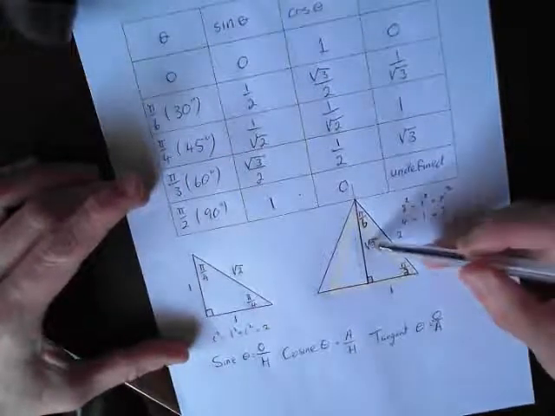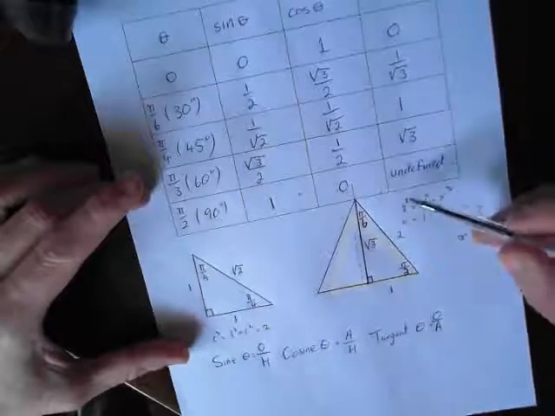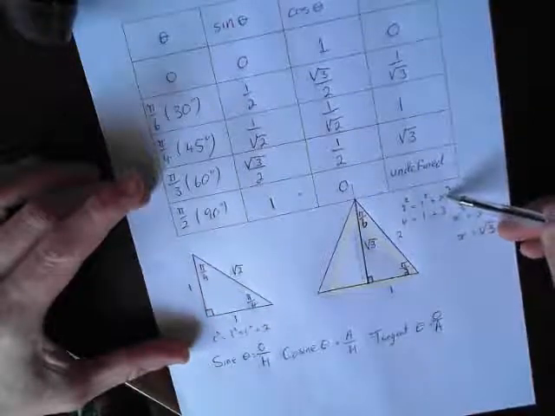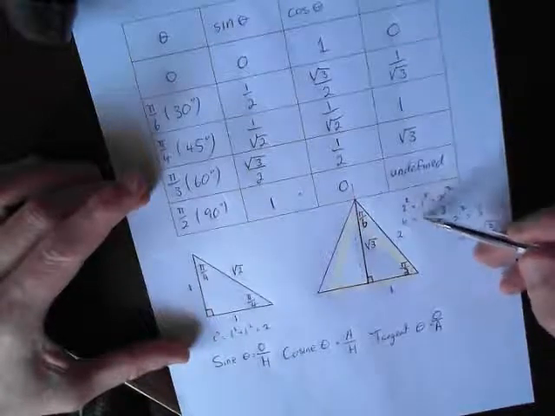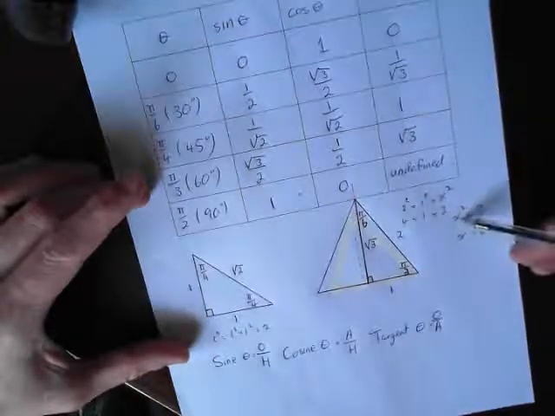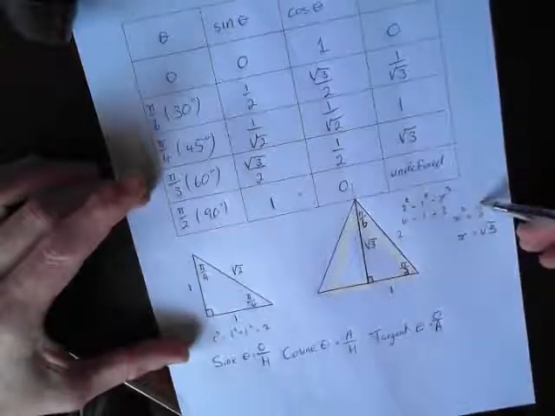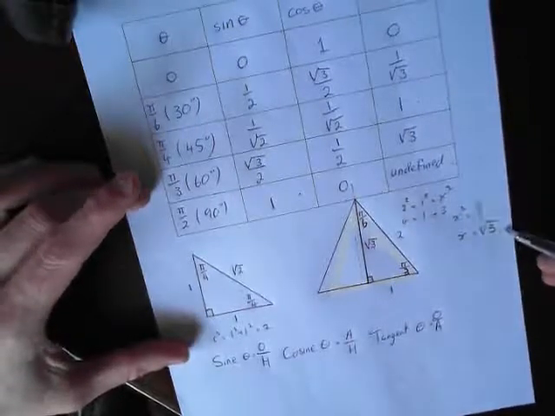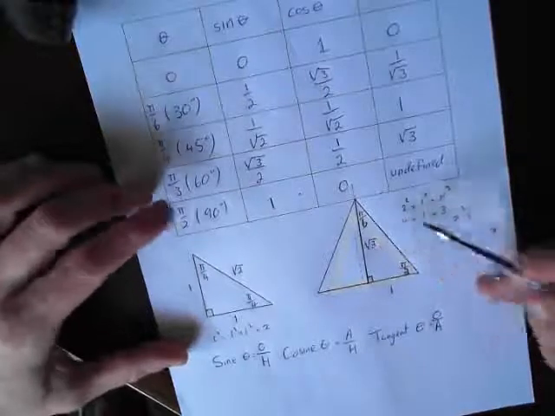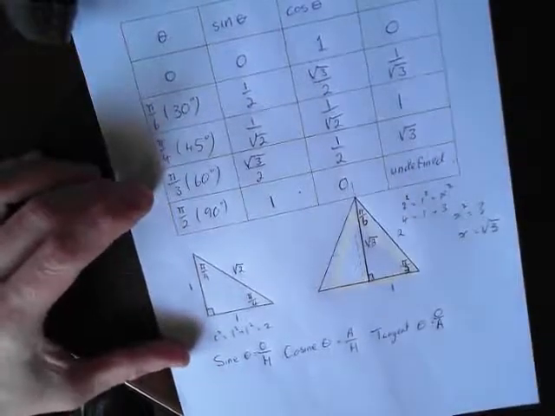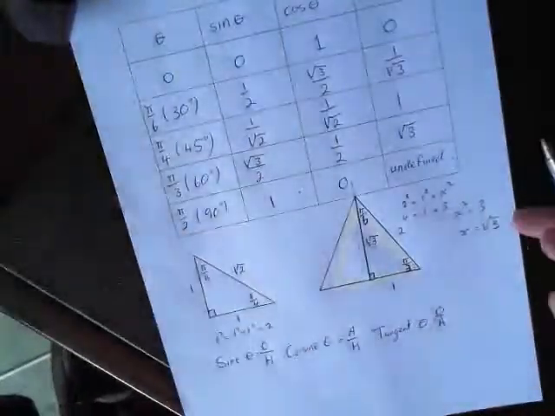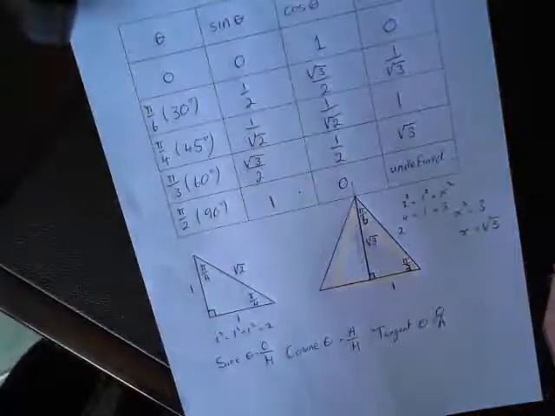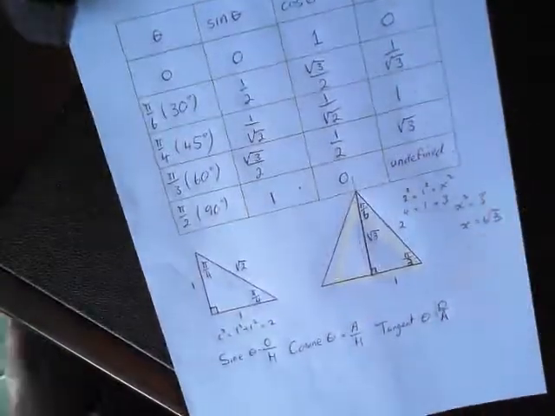This value here is root 3 because 2 squared equals 1 squared plus x squared. Let's say this side is x. So 4 equals 1 plus 3. So the square of this side is 3, which means the length of this side is root 3. For root 3 and root 2 in these cases, when you're using these ratios, do not approximate them, because the whole point of the exercise is to use exact values of circular functions.